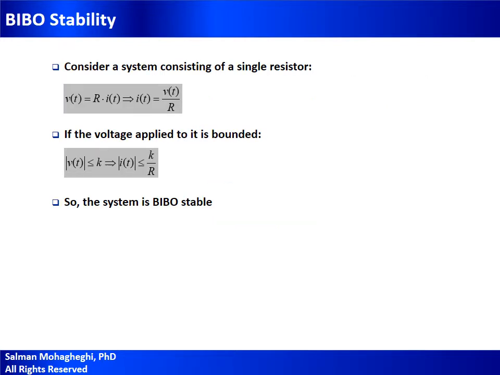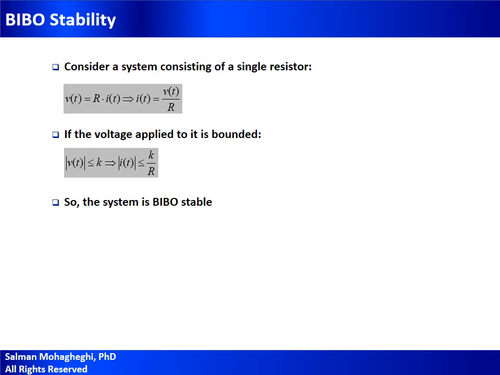Now let's consider a couple of examples. Think of a system that has one single resistor in it. Now we know from Ohm's law that voltage across the resistor V of t equals R, the resistance, times I of t, the current through it. So I of t would be V of t divided by R.